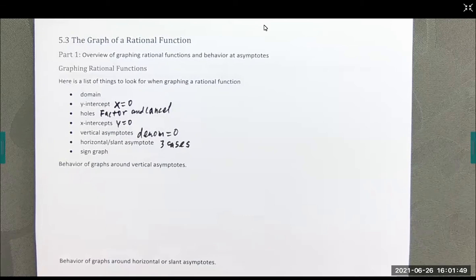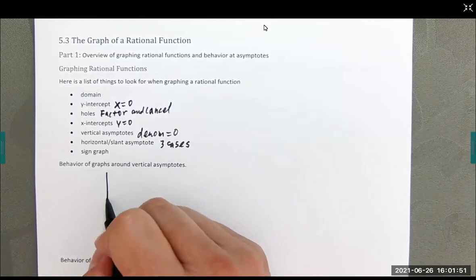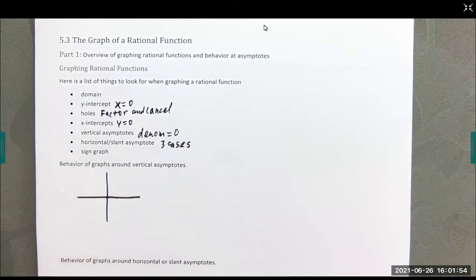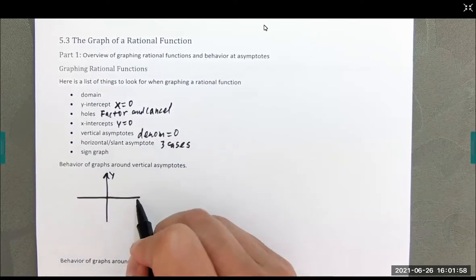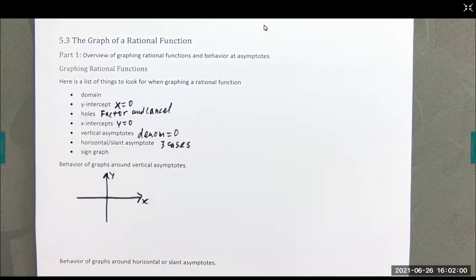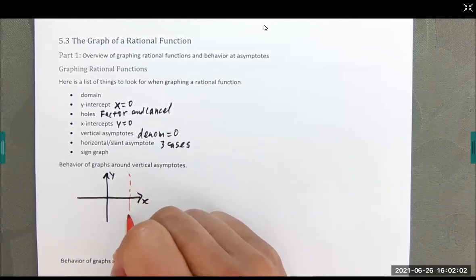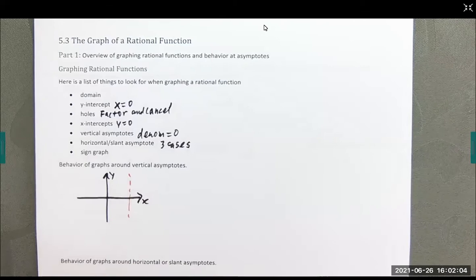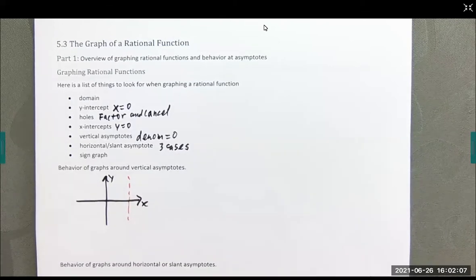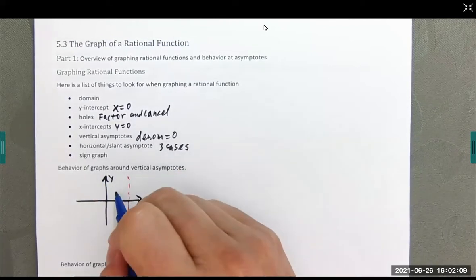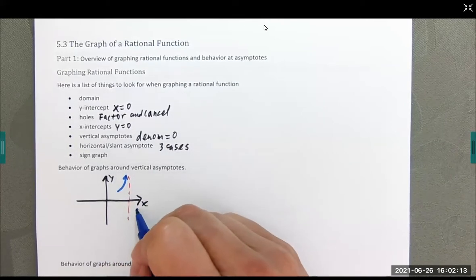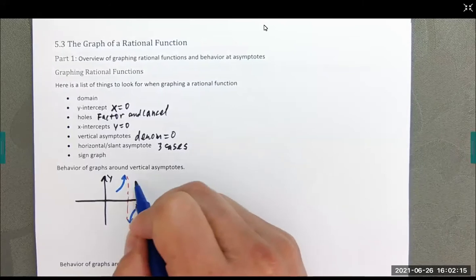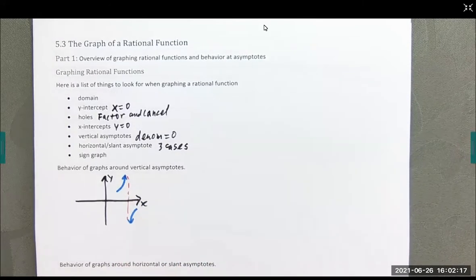Behavior of a graph around a vertical asymptote. So if we have something like this, and we have a vertical asymptote, say here, the behavior is going to look something like this, or something like that, or it could be on the other side going up, the other side going down. It really just depends. And we'll definitely have to keep an eye on that.